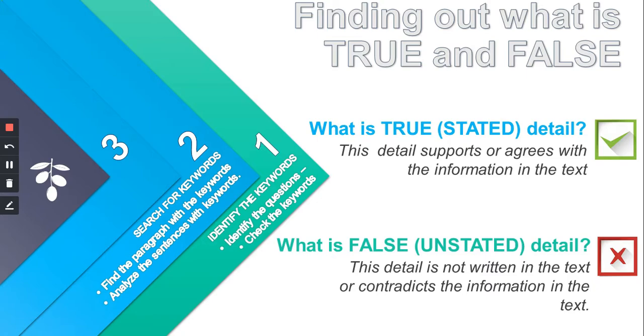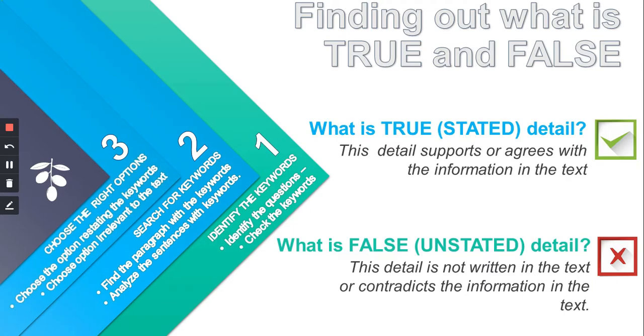Setelah kamu menemukan keywords dalam questions, you need to find the paragraph with the keywords. Keywords yang ditanyakan, dia tidak akan berkaitan dengan semua paragraf dalam teks. Dia hanya berkaitan dalam one specific paragraph in text. And then after you find out the right paragraph, you need to focus on the sentences with the keywords. Pastikan kamu hanya fokus ke kalimat atau lines yang berisi keywords di situ. So that's number 2. Find the paragraph and find the sentences with the keywords.